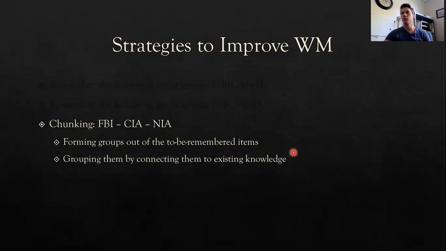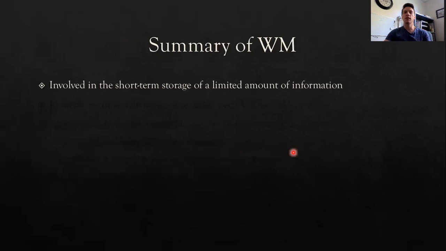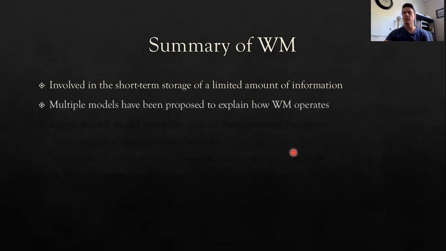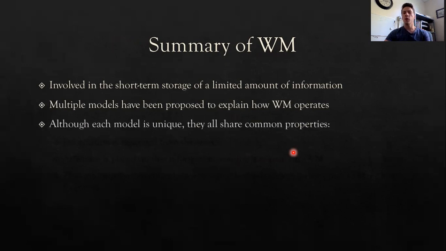So just to summarize our discussion on working memory, this is involved in the short-term storage of a limited amount of information. There have been multiple models that have been proposed to explain how working memory operates, each kind of successively building on the last. And although each model is unique, so we discussed 3 of these models, the Atkinson and Shiffrin model, the Baddeley and Hitch model, and the Cowan model, they do all share some common properties.